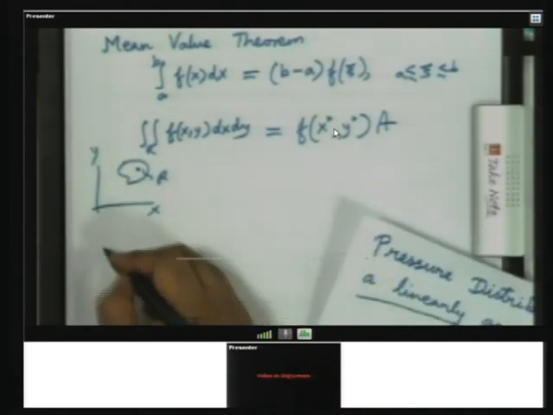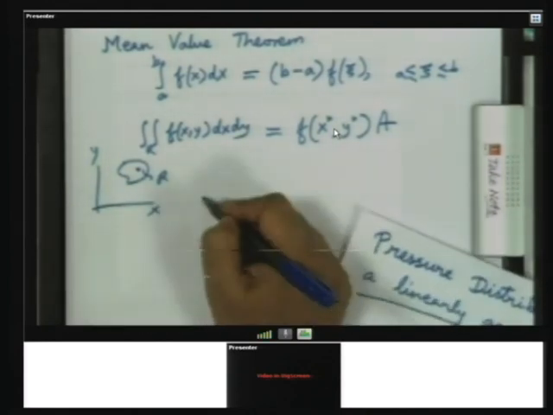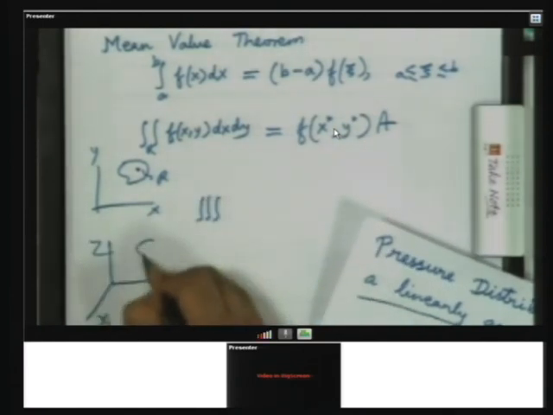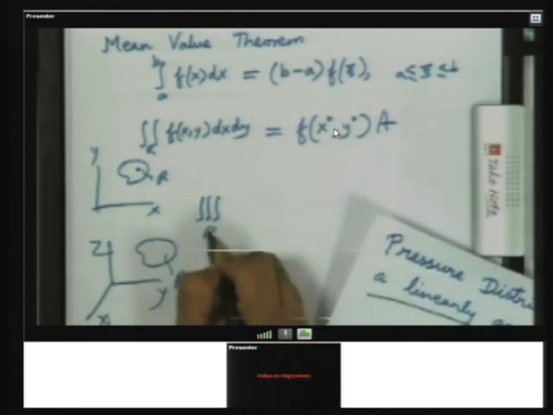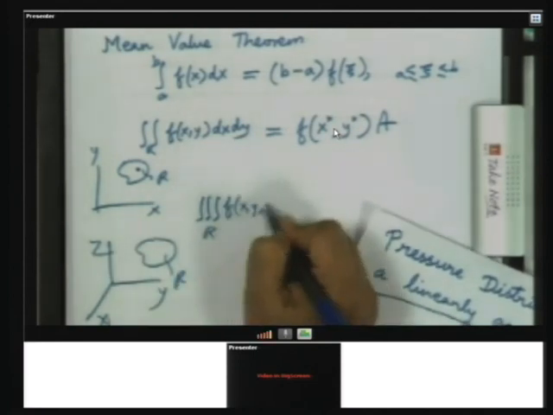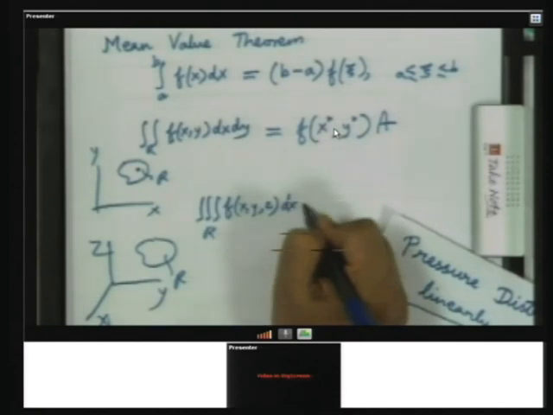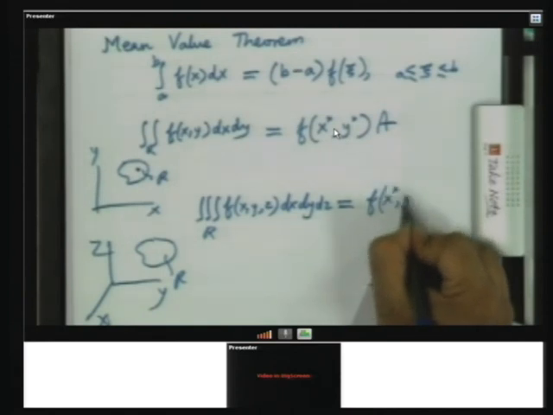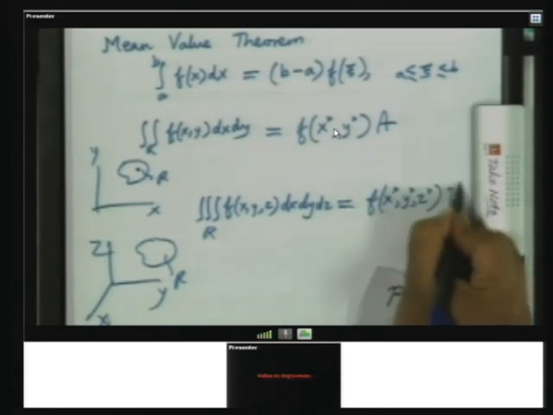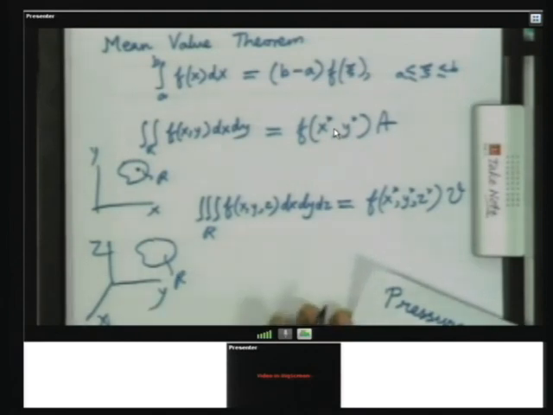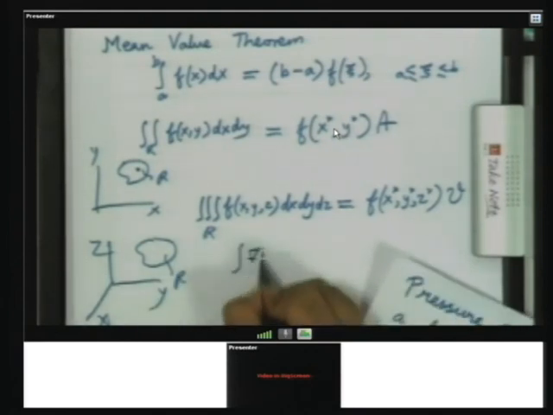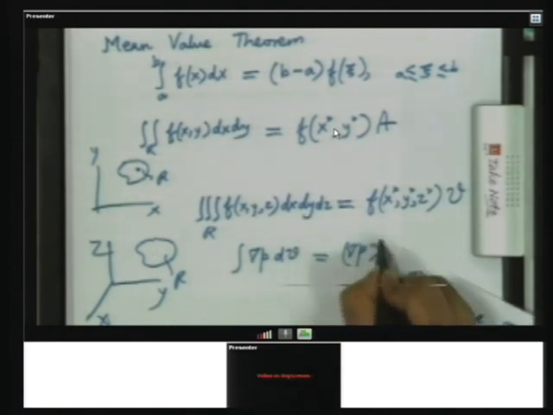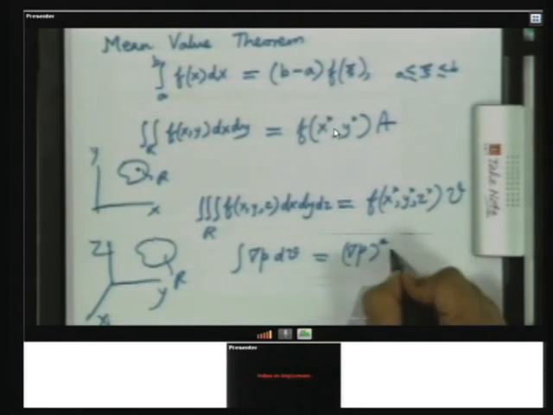Now, similarly, if you have a 3D case, a triple integral in a 3D region, f of x, y, z dx dy dz, you can write it as f of (x star, y star, z star) times the volume which is enclosed by this region. So, that way, if you look at grad p dV, you can write it as grad p evaluated at some point inside the domain times the volume.